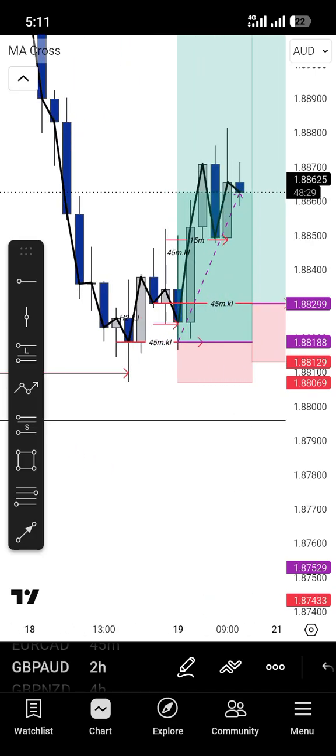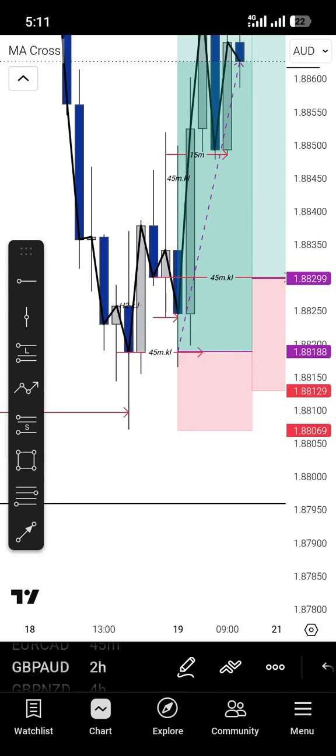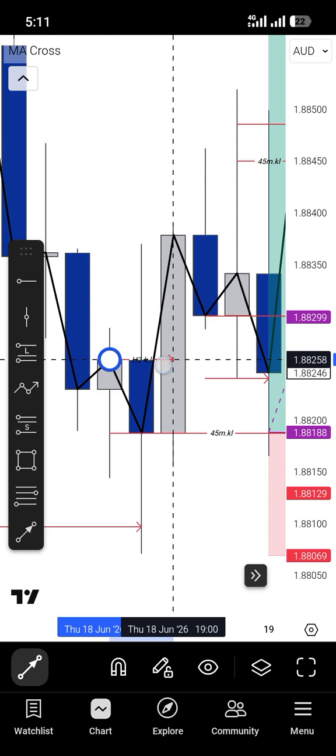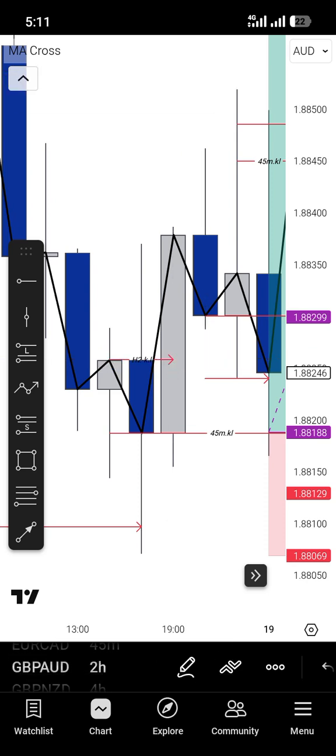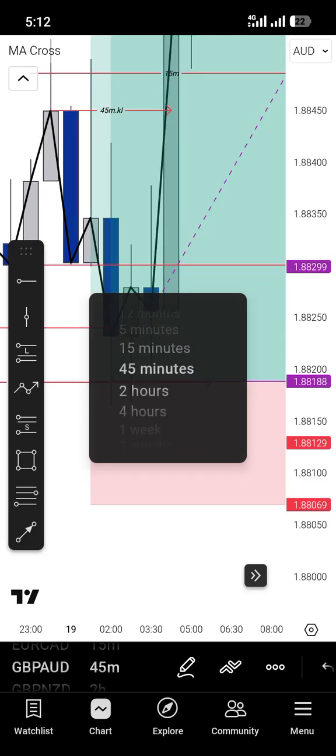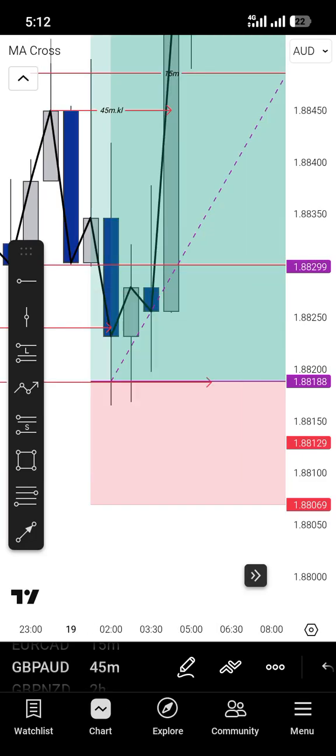So price tapped the key level now. Remember, the key level will respect, then the key level will break on the same time frame, right? So when the key level was respected, see how the 2 hour candle was broken. After the 2 hour key level was respected, we broke the 2 hour high. Once we got that break of high, we moved to either 45 minutes or 15 minutes, as the case may be.